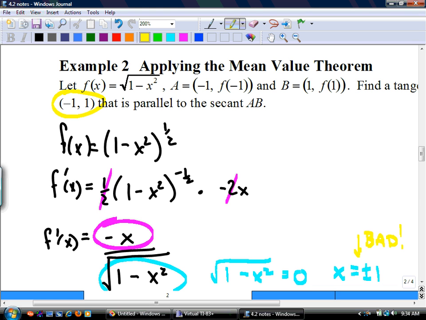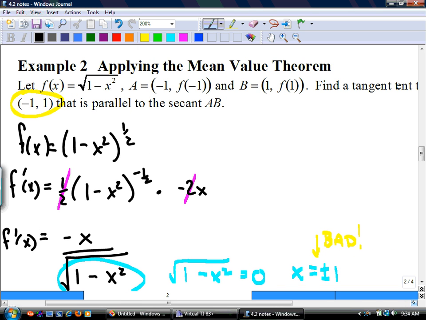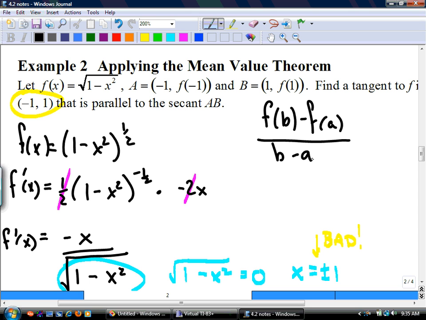Okay. So now what we need to do is to find our y values. I got excited and I was like, I don't have to do that. Okay. How do we find the slope of the secant line? f of b minus f of a over b minus a. I think we're going to use some of this answer that we did up before. What's f of b? What's f of 1? 1 squared, 1. 1 minus 1, 0. Square root of 0, 0.